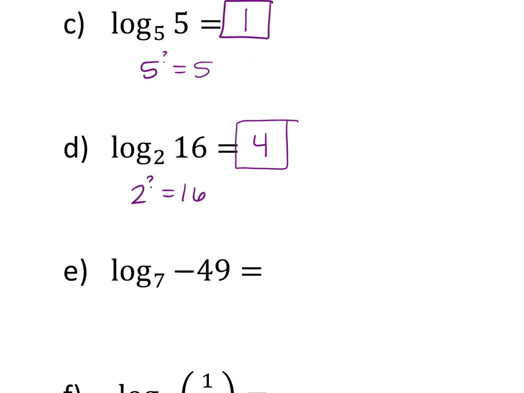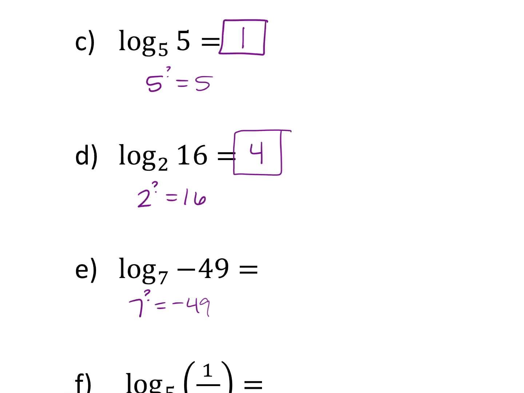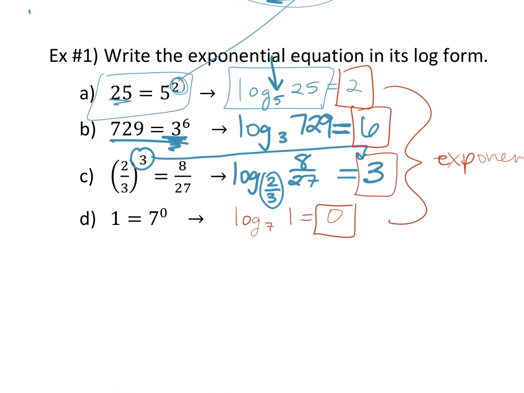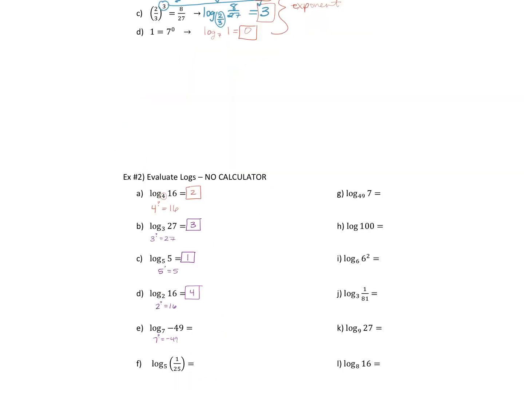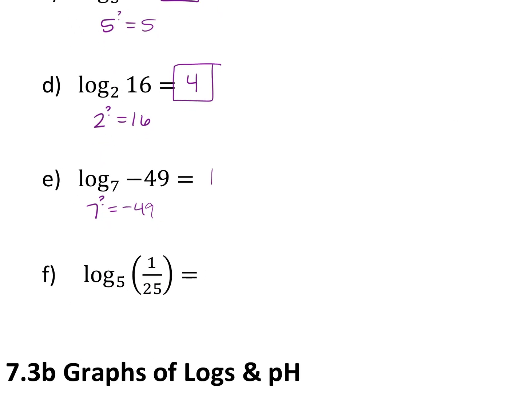What do you think you get for E? Seven to what power equals negative 49? It's not a negative. If you go way up here, it can't be, right? A log base b of a positive number is x. So if you get a log of a negative number, it does not exist. You cannot take 7 to some power and get a negative 49, right? You can't multiply 7 by itself any number of times to get a negative value. So you just say does not exist.